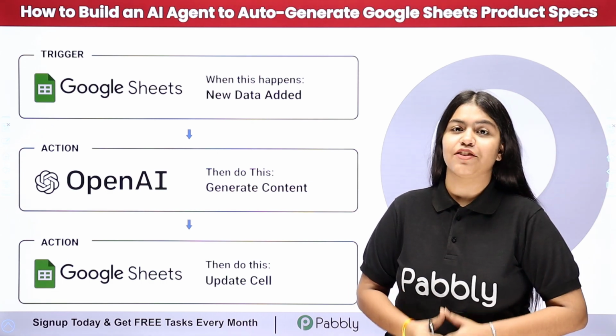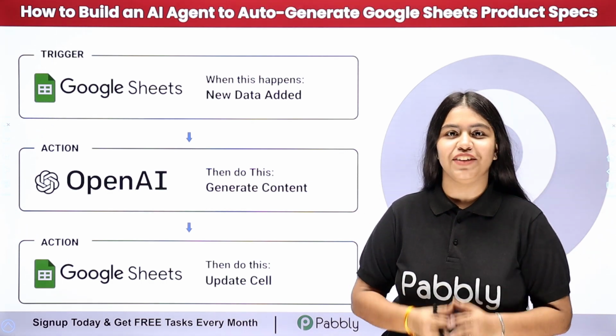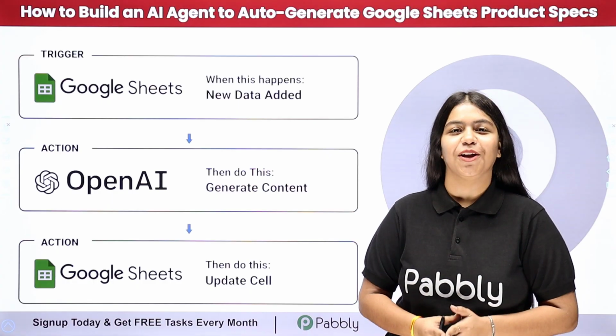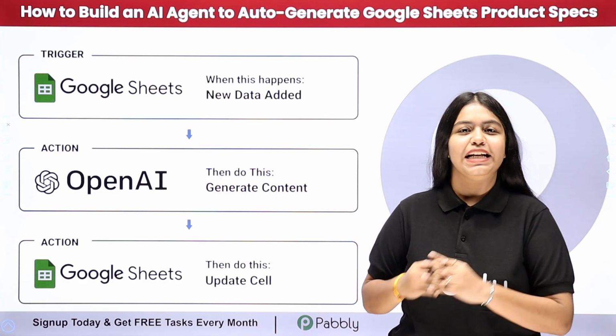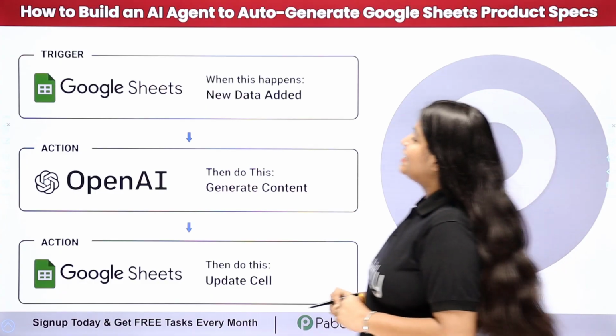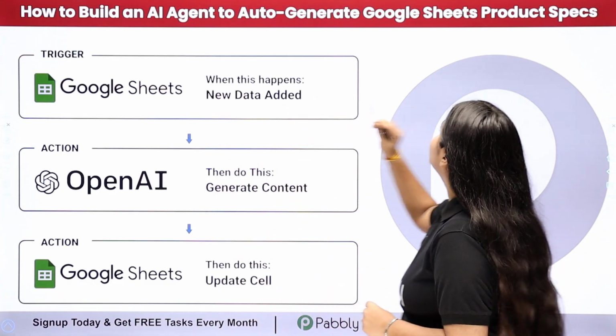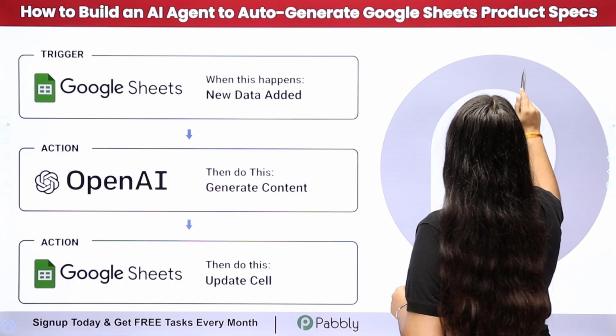So are you also still writing product specifications manually? Then this video is definitely for you. So hello all, welcome back to Pabbly Connect, and in this video we are going to understand how to build an AI agent to auto-generate Google Sheets product specs.